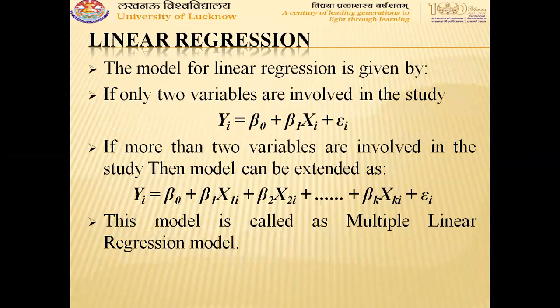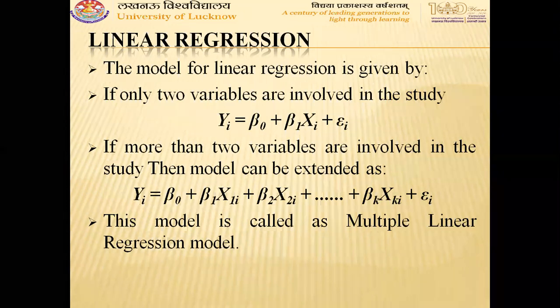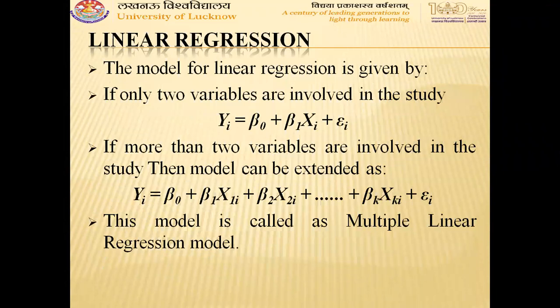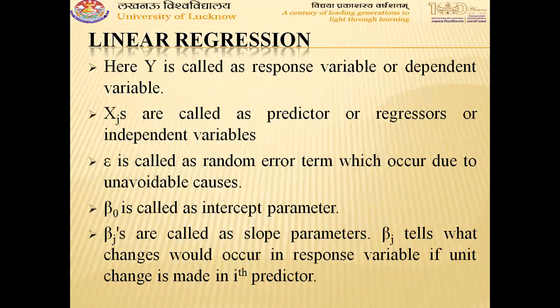The model for regression analysis or linear regression is given by yi equals beta naught plus beta 1 xi plus epsilon i, if we consider only two variables, y and x. If more than two variables are involved, then the model can be extended as yi equals beta naught plus beta 1 x1i plus beta 2 x2i and so on, plus beta k xki plus epsilon i. This model is called the multiple linear regression model.